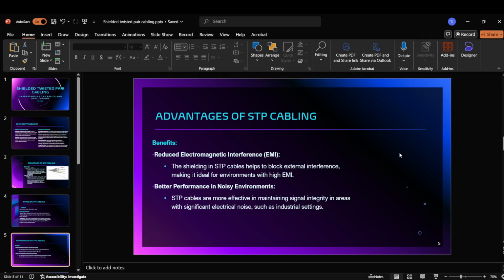The advantages of STP cabling. One advantage is they reduce electromagnetic interference, as I've talked about before. The shielding in STP cable helps block external interference, making it ideal for environments with higher EMI. Next is their better performance in noisy environments. STP cables are more effective in maintaining signal integrity in areas with significant electronic noise, such as industry settings.